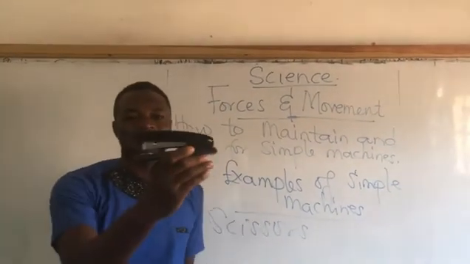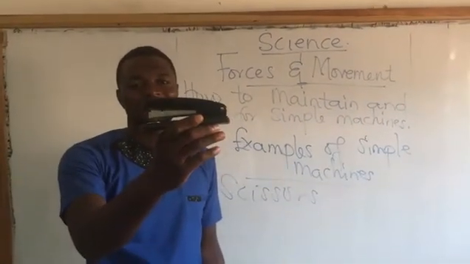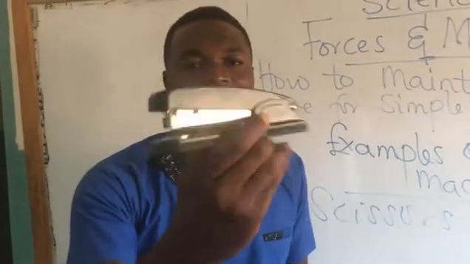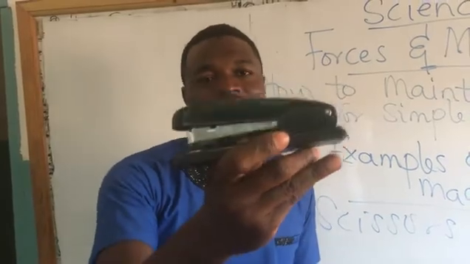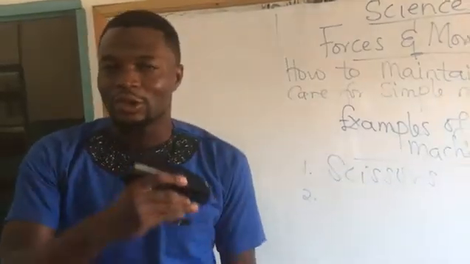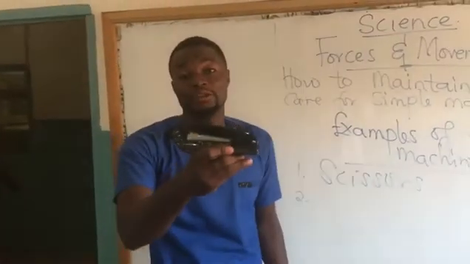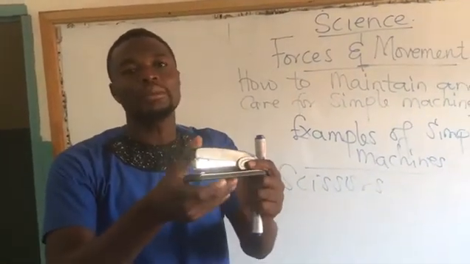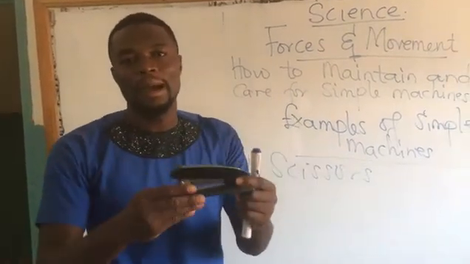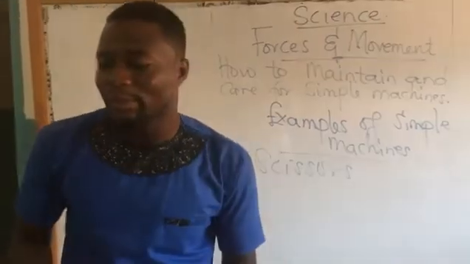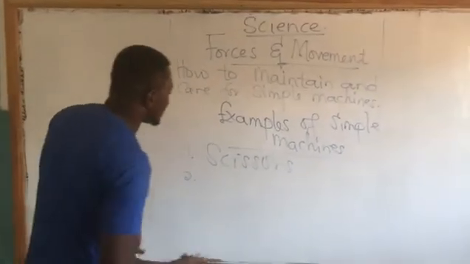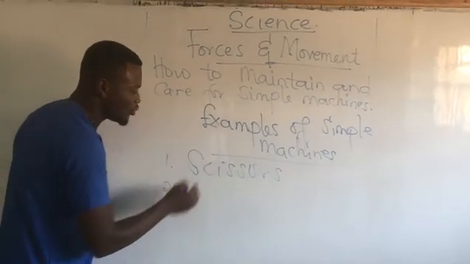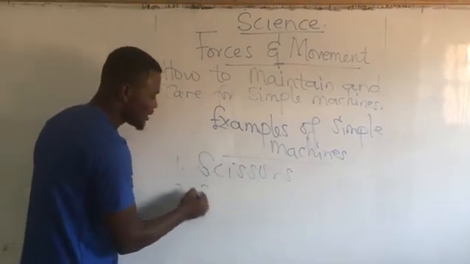Can anyone tell me what this is used for? I know you have seen the teachers using it, and even your parents at home. The stapler is used to clip objects, mostly papers, together. If you don't want the papers to fall off, you staple them, you clip them together so that they don't fall apart. So that is a stapler. We also have scissors. What else do we have?